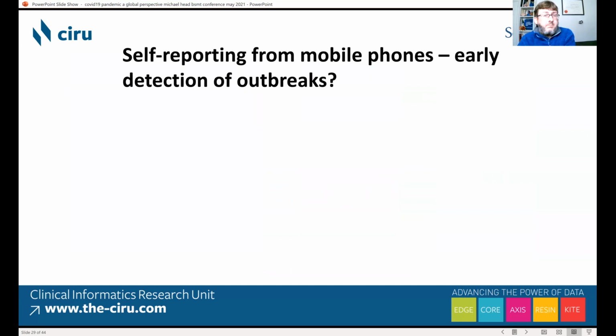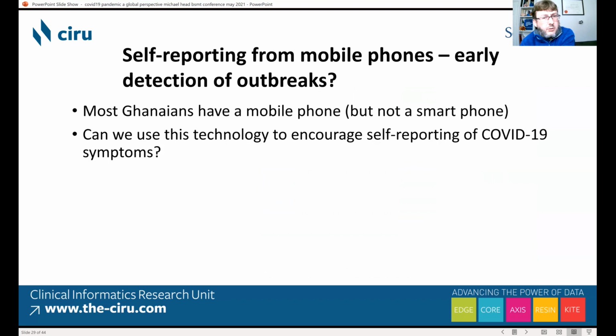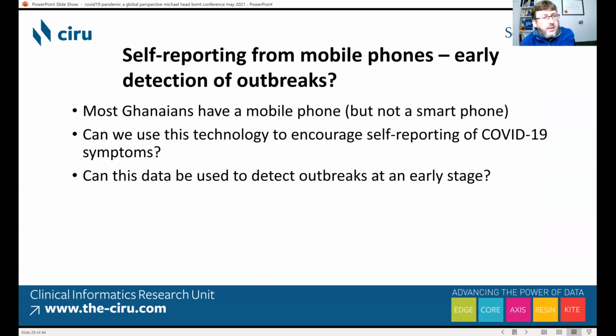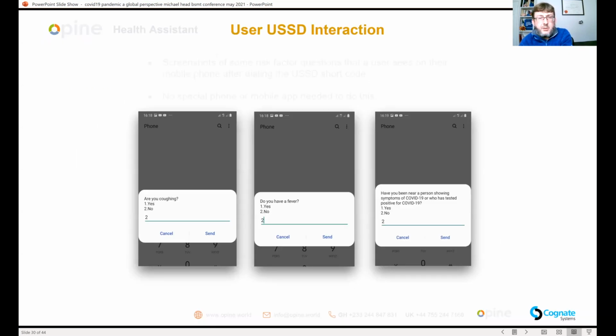We're also looking at some self-reporting measures from mobile phones as a possible early signal of outbreaks. Most Ghanaians have a mobile phone, but not necessarily a smartphone. But can we use this technology to encourage self-reporting of COVID-19? And can we detect outbreaks earlier on than normal? And ultimately, can we use this for future emergencies, future outbreaks? And if there are issues like famine or earthquakes, can services like this be useful to highlight areas of urgent need? This is what the system looks like. It's a Ghanaian-led and owned platform called Opine World, and people can dial a number free of charge, and answer questions like, are you coughing?